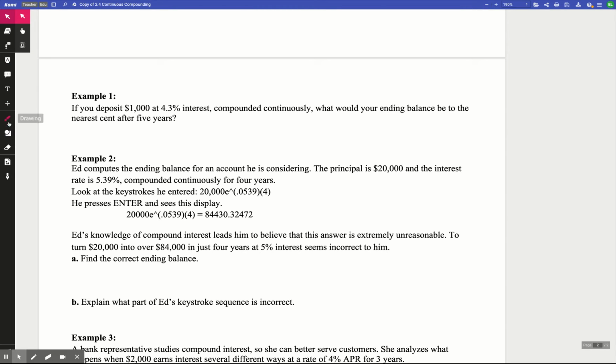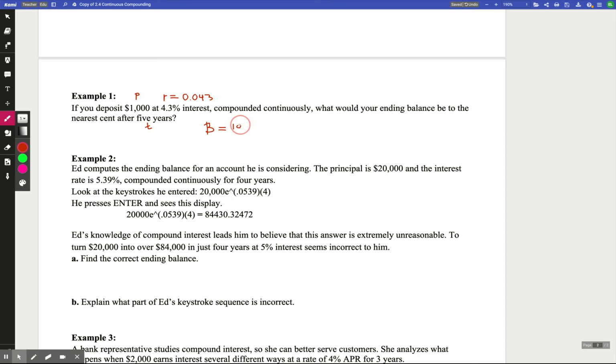So we always want to define our parameters along with our variables. So 4.3% is R, and remember we would want to write that as 0.043. 1,000 is our principal, so that's the value of the parameter P. And our value of T is 5, and we're looking for the balance after those 5 years.